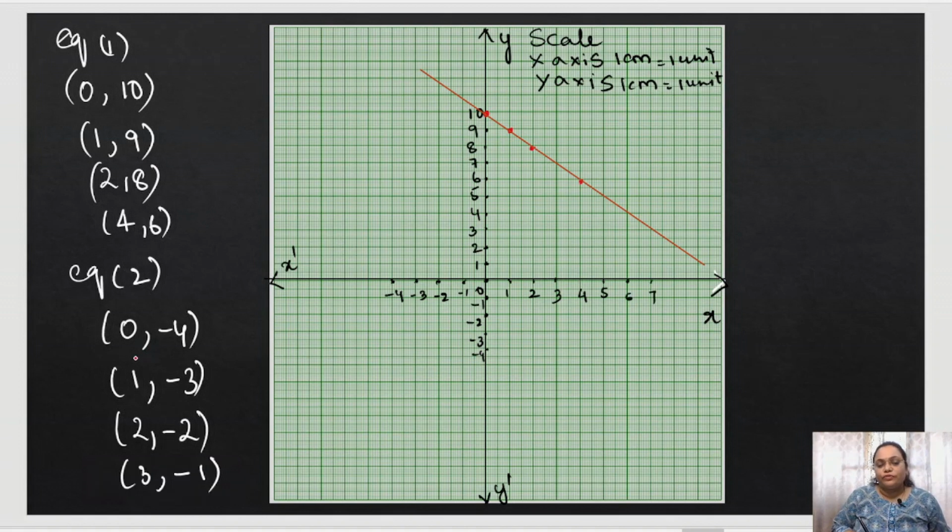So the first point for the second equation is 0 and minus 4. 0 on the x-axis, minus 4 on the y-axis, which is this one. The next one is 1 and minus 3. 1 on the x-axis, minus 3 on the y-axis, which is here. The next one is 2 and minus 2. 2 on the x-axis, minus 2 on the y-axis, which is here. The next one is 3 and minus 1. 3 on the x-axis, minus 1 on the y-axis, which is this one. Okay, now let us join the points.